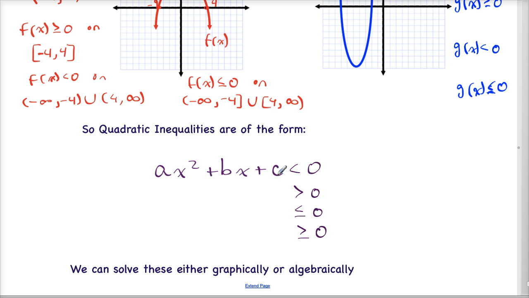Now, it's not always going to be where we have a 0 over here, and we'll do an example where it's not over there. So all we'll want to do is move everything over to this side of the inequality so that we do have 0, because then once it looks like it's in standard form, and then it's got a 0 over on this side, then we can solve that either graphically or algebraically, which is what we'll do now.